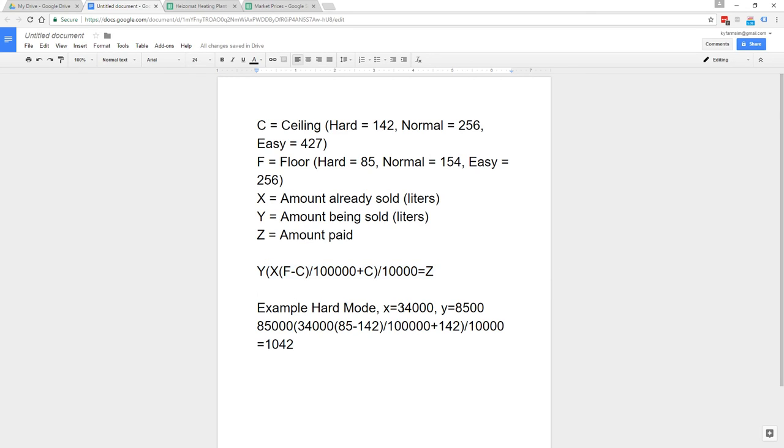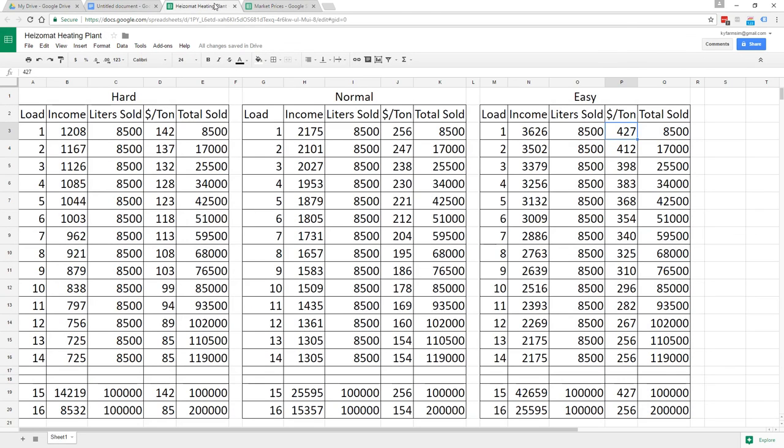And in this example, I said 34,000 liters that I've already sold. I'm going to sell 8,500. So I punched those numbers in on hard mode. And I got 1,042. If we come back over here, so already sold 34, sell 85, 1,044. So I'm off by $2. So there's something in the equation that's a little bit off, but it's good enough that you could, if you're keeping track of it, punch it in at any point and figure out what the price would be.